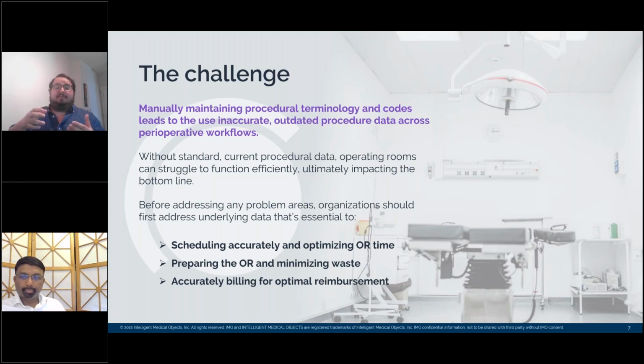What this usually consists of is a corpus of terminology with a procedure description that is supposed to be clinically representative of what is going on in the OR, combined potentially with one or more codes, typically CPT codes, that are attached to that terminology. Now, the exact structure of that is going to depend on your EMR, your surgical scheduling system. But that is the typical setup in most of the major surgical EMRs.